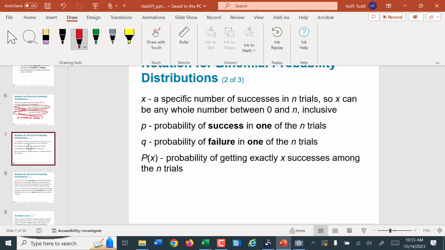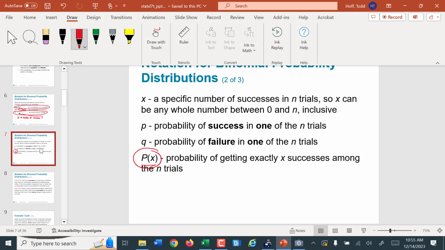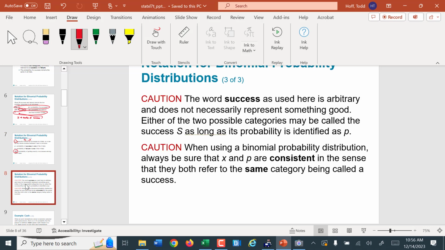So again, X is the number of successes, P is the probability of success on each trial, and Q is the probability of failure. P of X is the probability of getting a certain value of X, a certain number of successes out of those N trials. That's what we're going to be looking to calculate here. By the way, the possible values of X go from 0 on up to N. We could have no successful trials, or we could have all of them be successful trials.